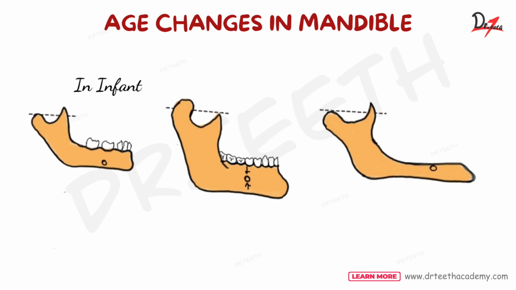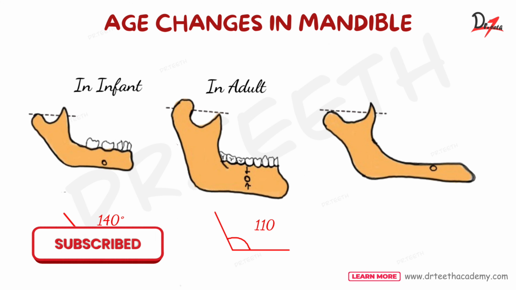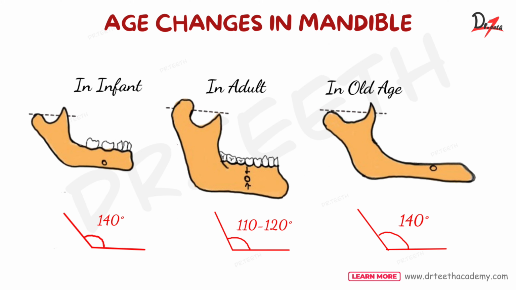In infants and children, the angle of mandible is obtuse, 140 degrees or more, making the head in line with the body of the mandible. Whereas in adults, the angle decreases to about 110 to 120 degrees, making the ramus almost vertical, and in old age, the angle again becomes obtuse, about 140 degrees.